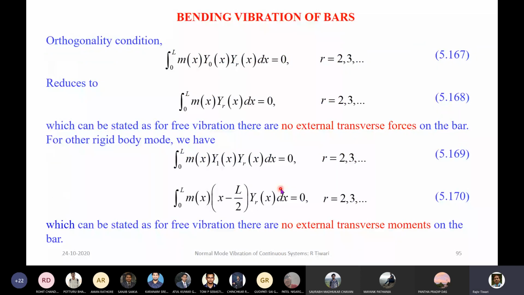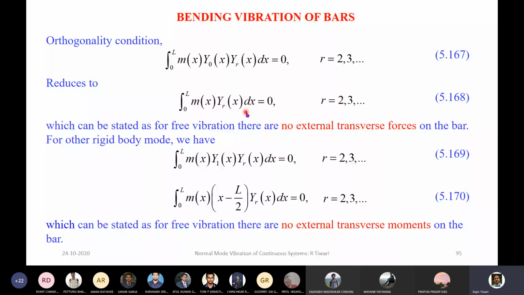Orthogonality condition, especially for the rigid case. Here I am starting from 2, 3. 0, 1 corresponds to the 2 zero values of the natural frequency. So y0 is the eigenfunction corresponding to the zero natural frequency. This is for the flexible mode. Because this is a constant, it will come out of the integration. Keeping it outside, we get this equation.